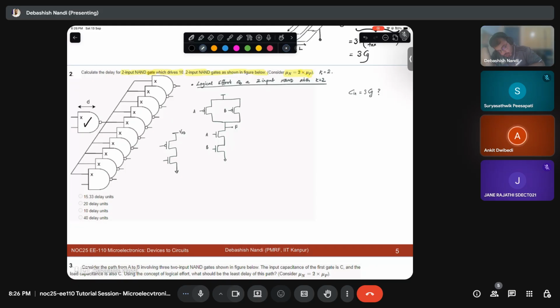So this is 2, 2, and this will be 2. This upper 2 is coming from mu n by mu p, and the lower 2 is coming from the series path, right? So what is your C in logic? C in logic is 4 CG. And what is C in inverter here? 3 CG. So your logical effort is 4 by 3.